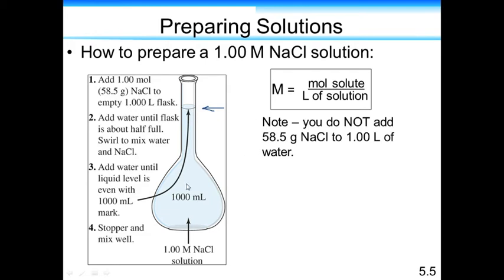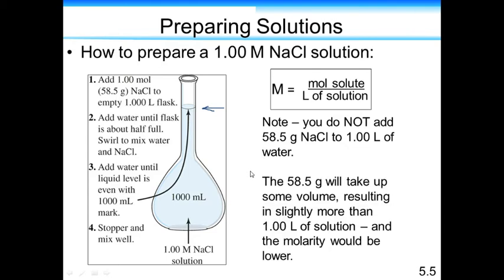You don't want to add the sodium chloride to a full liter of water. The reason being is that sodium chloride takes up volume. So you're going to end up having more than a liter of solution. So you add the sodium chloride or whatever you're working with, dissolve it up, then fill to the total volume of solution that you're looking for.